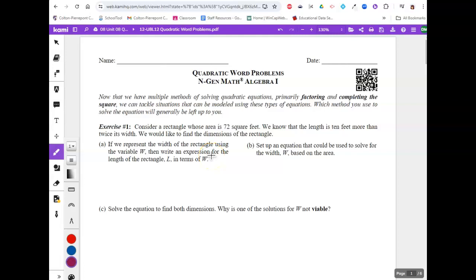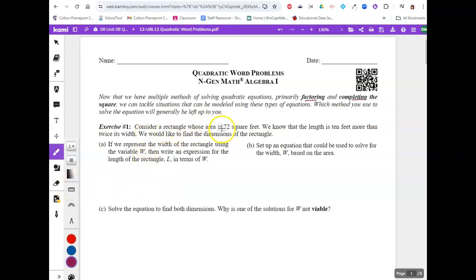This is the notes for Unit 8, Lesson 12, Quadratic Word Problems. Now that we know multiple methods of solving quadratic equations, which are factoring and completing the square, we can now use them for word problems. Which method you use is up to you, but I would suggest using factoring. It's easier.